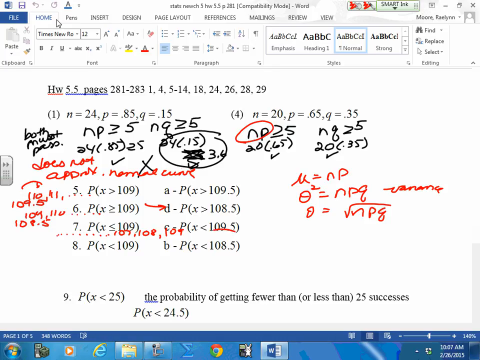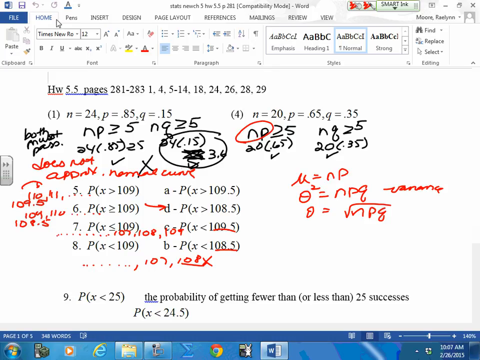And your last one, you're less than 109. You're down here somewhere, 107, 108. Can I use 109? No. Nope. You take 108 and you add your 0.5. Your lower end drops, your upper end raises. All you're doing is expanding that bar.